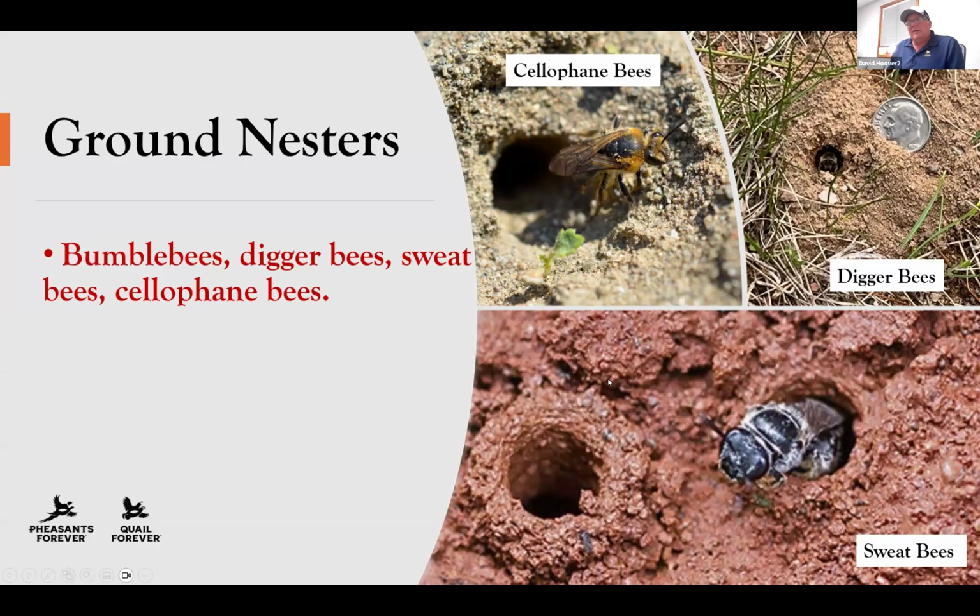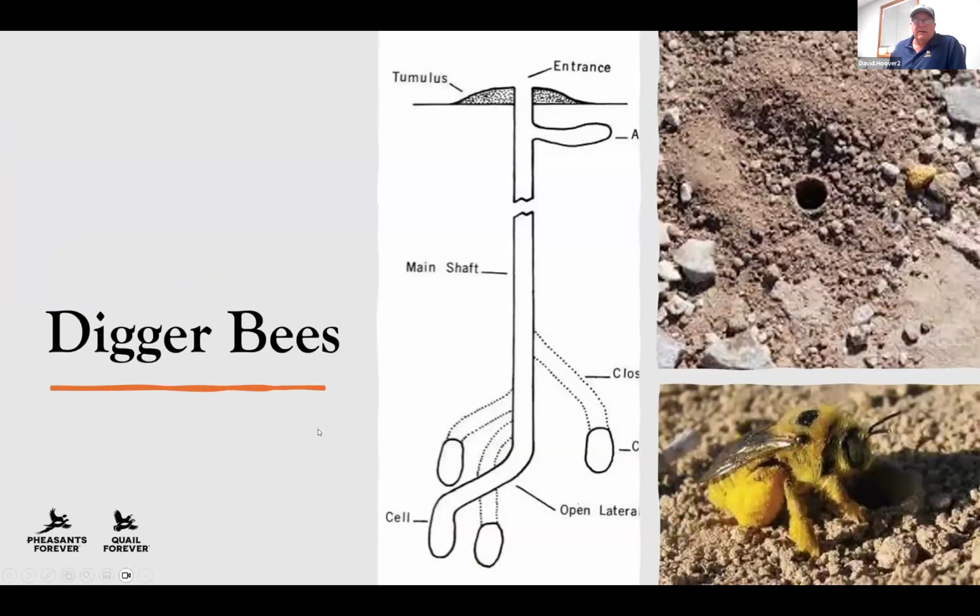These species, like the top right photo there with the dime, you can kind of see. When I was growing up, I always thought when I'd see holes in the ground like that, that it was ants. And it very well could have been, but it also could have been these digger bees or ground nesting bees. A lot of people don't think about that.